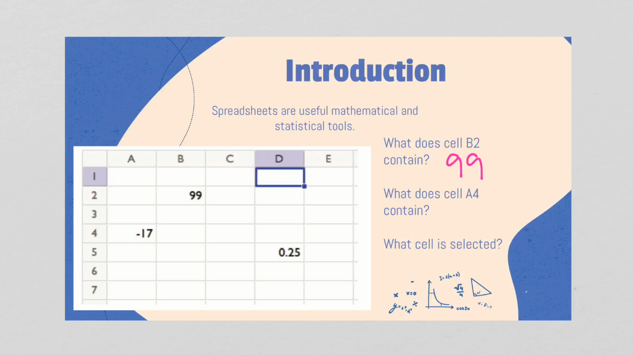Now we're going to do the same thing for cell A4. So again, we're going to go across to A, down to 4. So cell A4 contains negative 17.